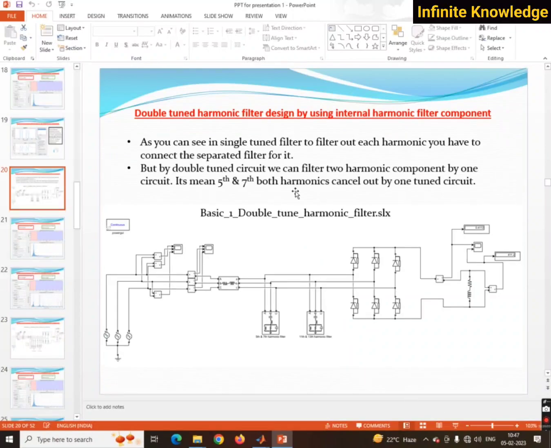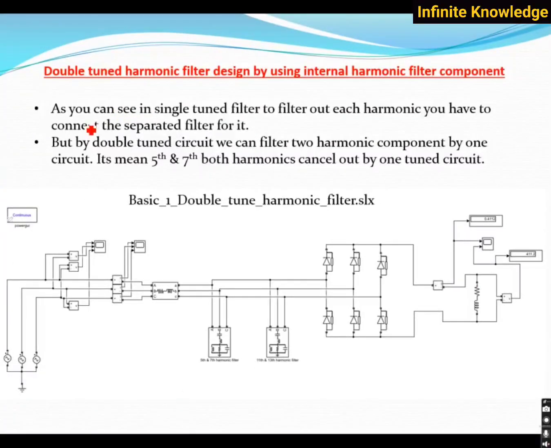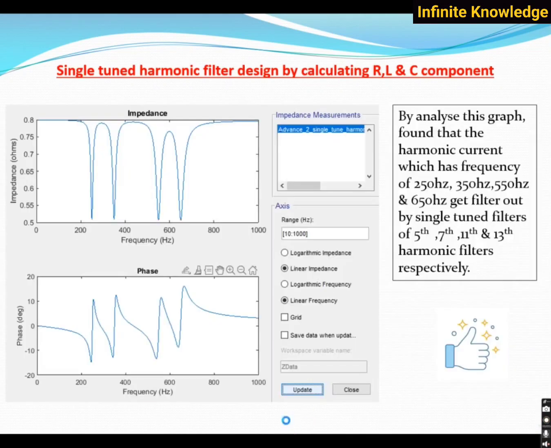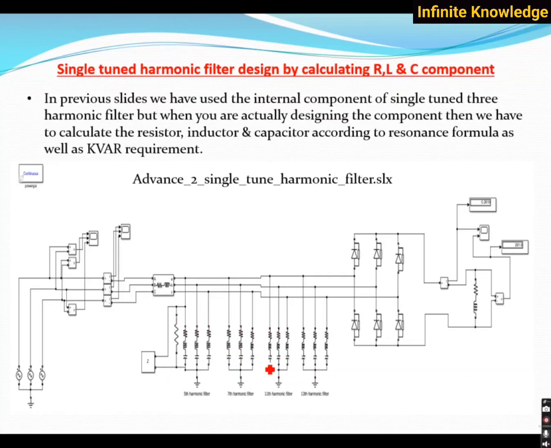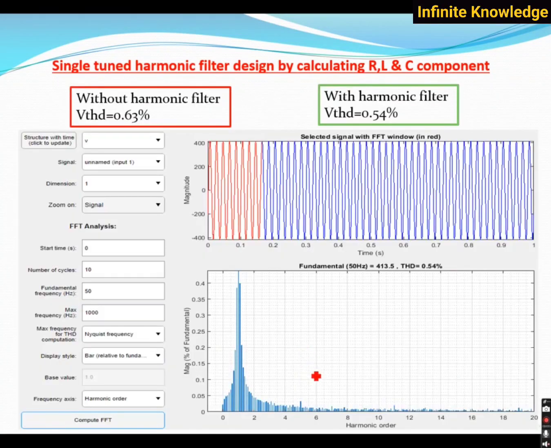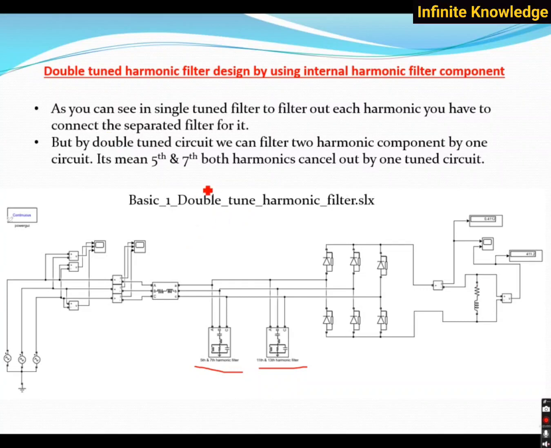So let's get started with this filter. Now we have switched to the double tune filter. This is our second filter and we want to analyze it. By this one filter you can eliminate the fifth as well as the seventh harmonics both, and by this filter you can eliminate the 11th and the 13th harmonics both. In the previous filter, to eliminate different harmonics you had to use separate filters, but with the double tune filter, why is its name double? Double means two frequencies or two harmonics can be mitigated at one time.